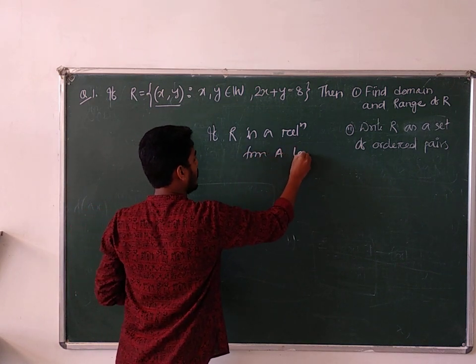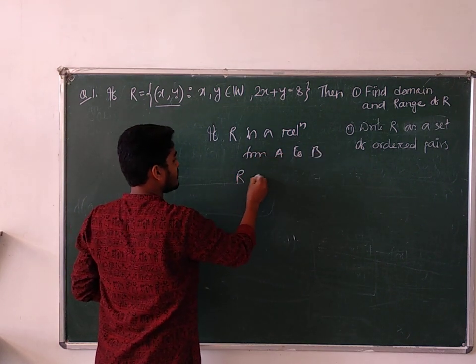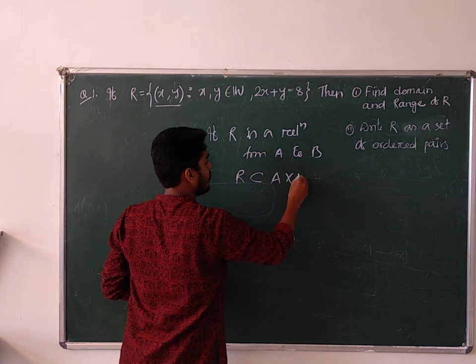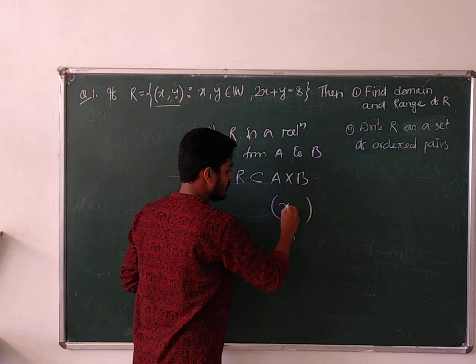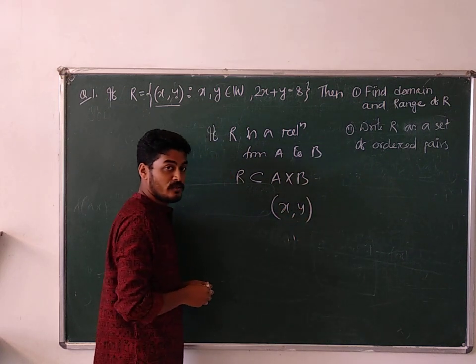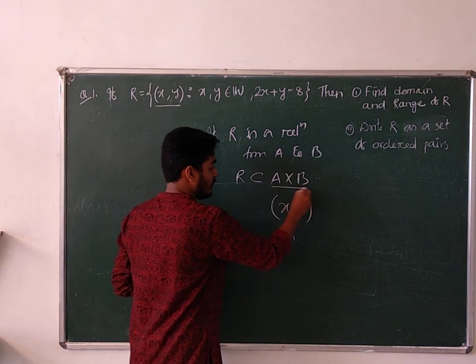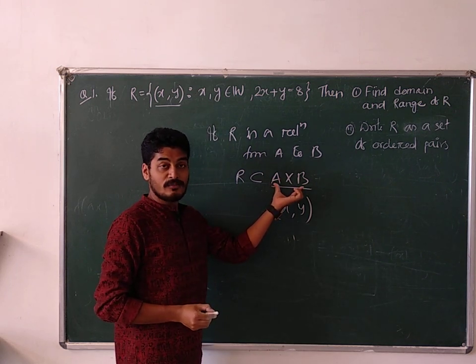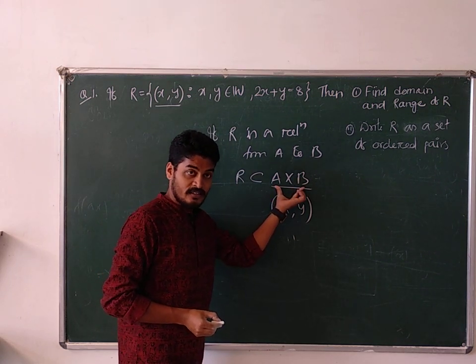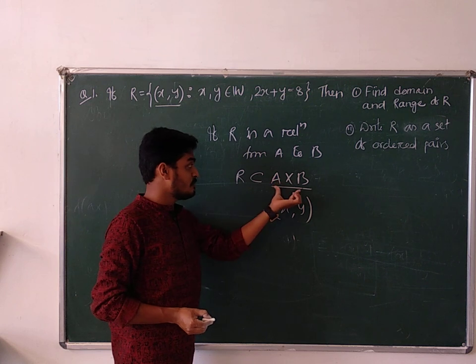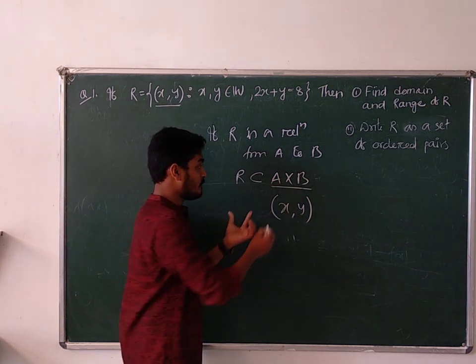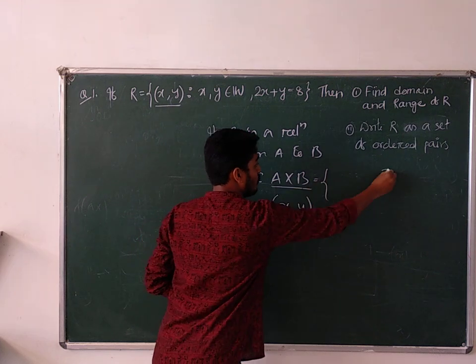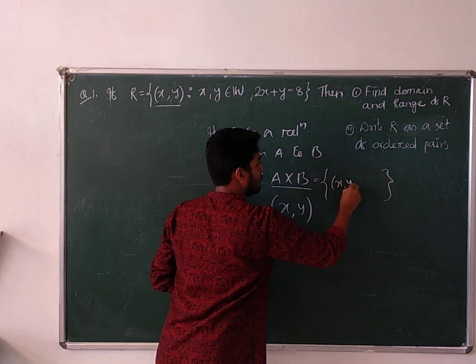from A to B, it means R is a subset of A cross B. It is known to you that A cross B contains only ordered pairs. Always A cross B contains ordered pairs. An operation between two sets is itself a set. And R is a subset of this, and as A cross B contains only ordered pairs, the elements of the set A cross B are all of the form x, y.